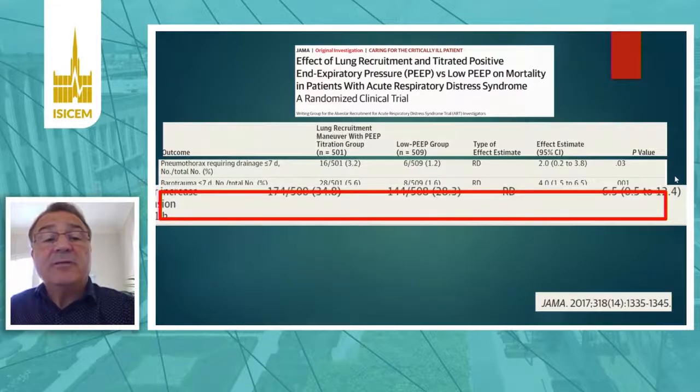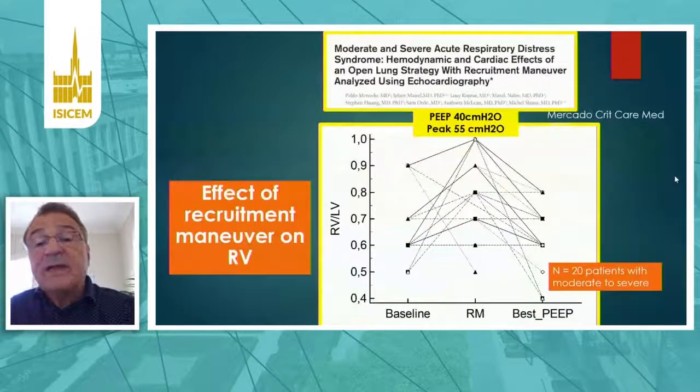And so it means that when we do the recruitment maneuver, and we demonstrated that in this study analyzing 20 patients, when we apply a recruitment maneuver, we increase the size of the right ventricle. But after recruiting the lung, even if we apply a very high PEEP, we have no dilation at all of the right ventricle, and we move back to the same size as at baseline.